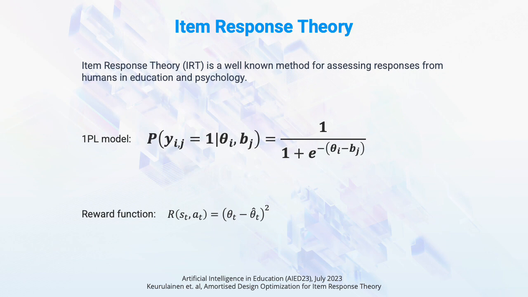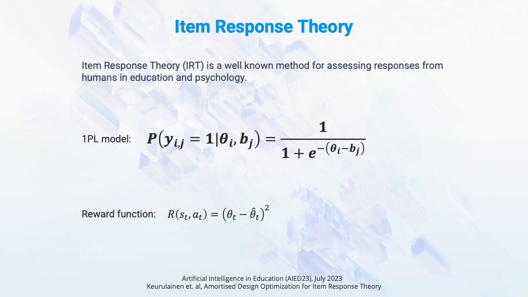We consider a setting where only the student ability theta is estimated, while the item parameter B is treated as a design parameter. We recast experimental design for IRT as a reinforcement learning problem, which allows for amortizing the design optimization, which facilitates real-time, adaptive and sample-efficient assessment of student abilities.